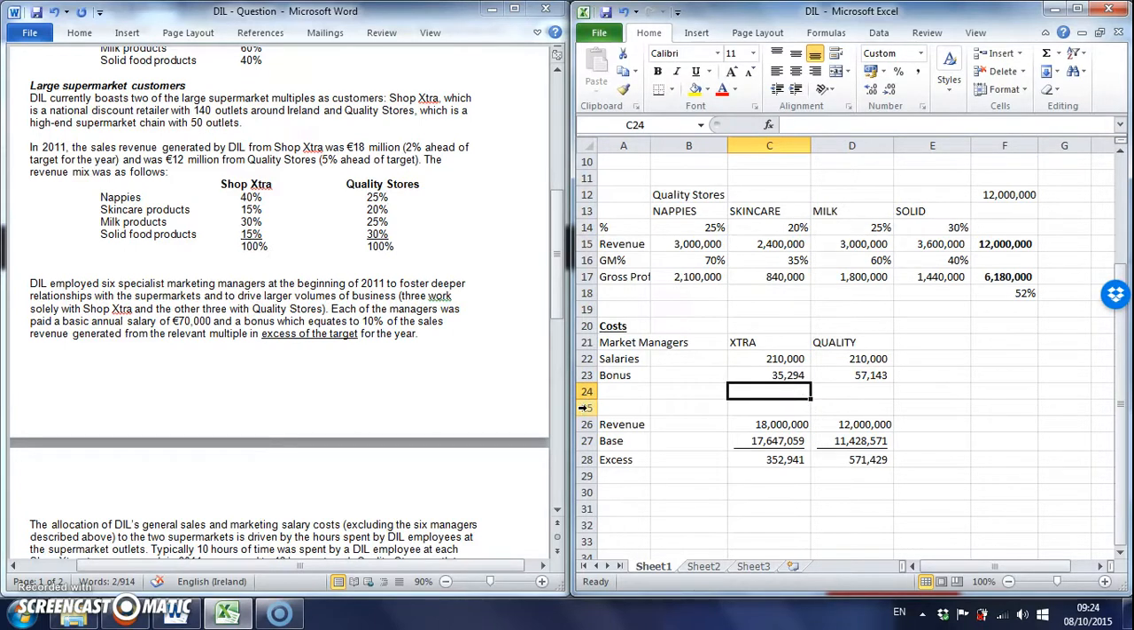Apologies, and I'm actually making a mistake myself. This bonus is for each of the managers. So each manager gets a bonus of 10%. So we have to multiply this by actually 3 as well. So 3 managers and 3 managers.